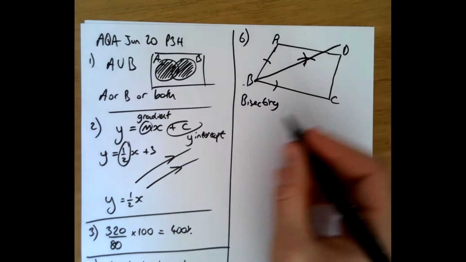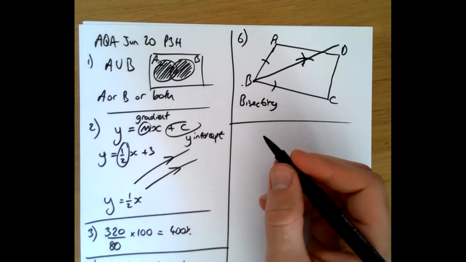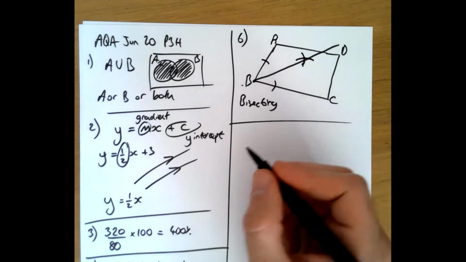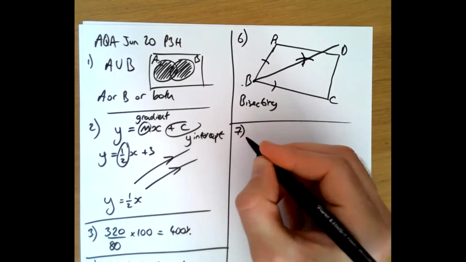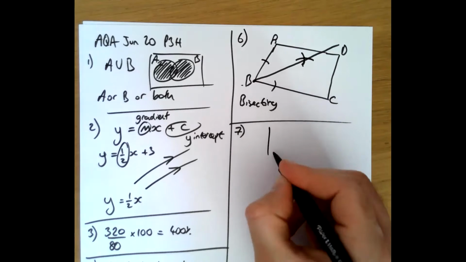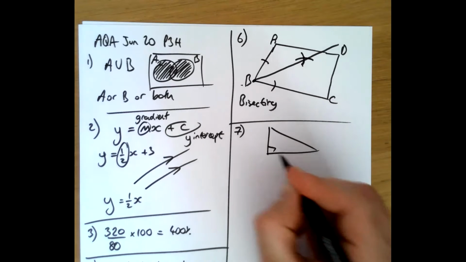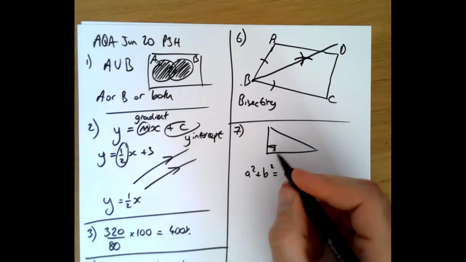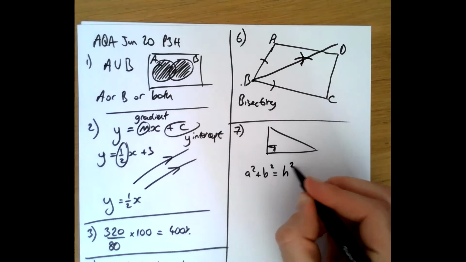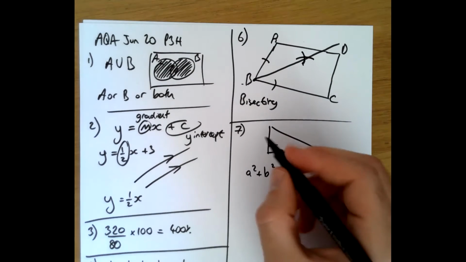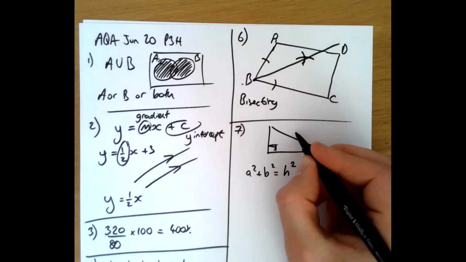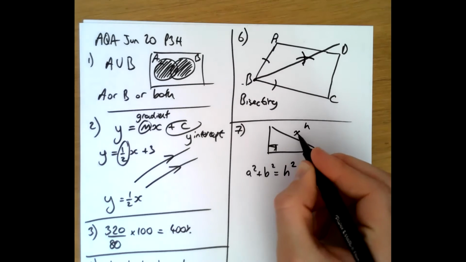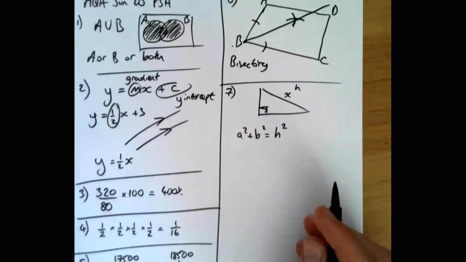Okay, number 7. Use Pythagoras. They hardly ever tell you what topic to use, so you're quite lucky in this sense. This is very straightforward. So Pythagoras is a squared plus b squared equals the hypotenuse squared. So I'm going to call it h because it's the hypotenuse. The hypotenuse is always opposite the right angle, and in our case that's x. And a and b, it doesn't really make any difference because we're just squaring them and adding them together.